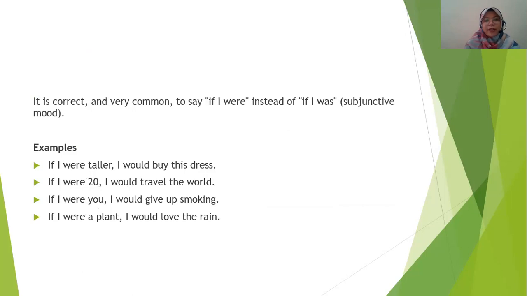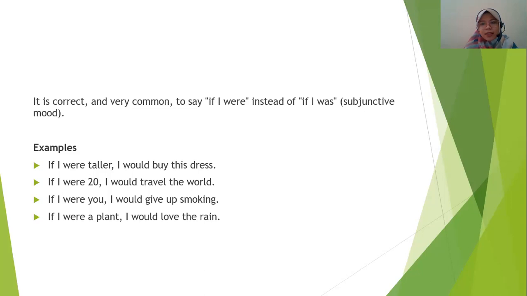It is correct and very common to say "if I were." Now, this is probably the most confusing part of the second type of conditional sentence, because normally I use "was," but in this case, I use "were" instead of "I was" because this shows subjunctive mood, and this shows the unreal situation of the second conditional sentence.